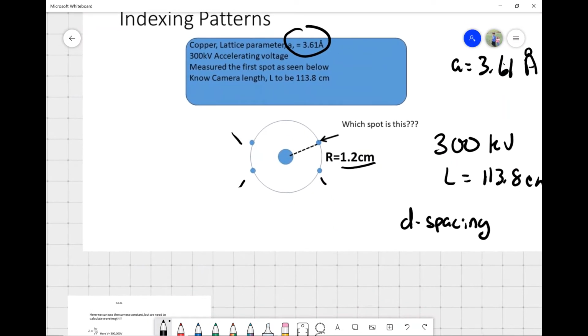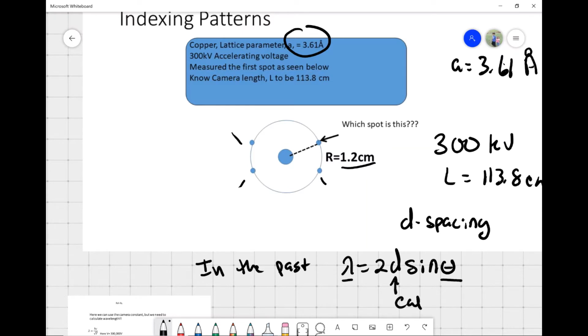So in the past, we used Bragg's law for D spacing, right? We used lambda equals 2d sine theta, and we knew this because XRD was static, 1.54 angstroms. We measured this, so we calculated this with Bragg's law.